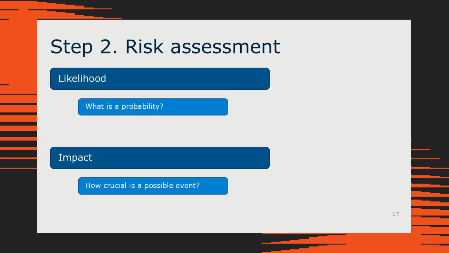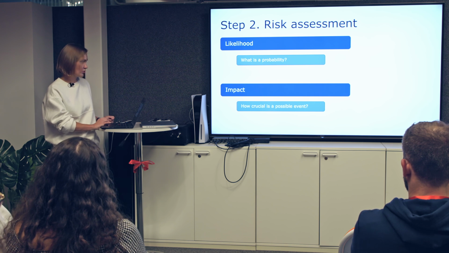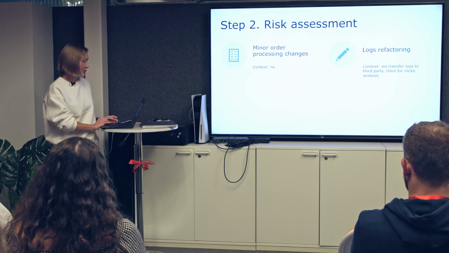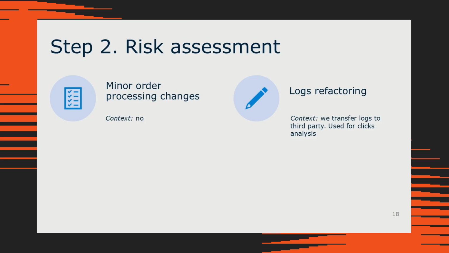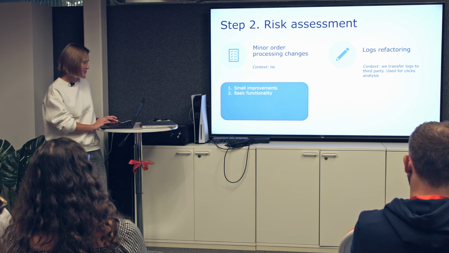Here we have to measure our defined changes with two measurements, likelihood and impact. To understand what they are, we can ask ourselves, in the first case, what is the probability that the changed code could be broken, and in the second, how important would broken code be in this particular place or product. For example, we have 2 refactoring tickets. In the first one, we have minor order processing changes in a trading application, and in the second one, logs were refactored. So in the first case, we have small improvements.